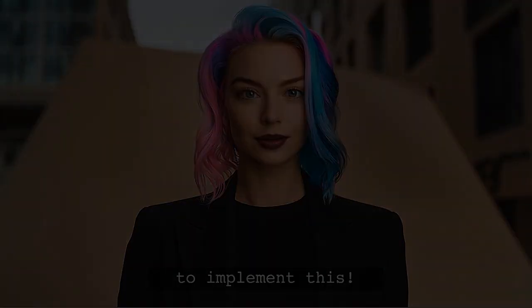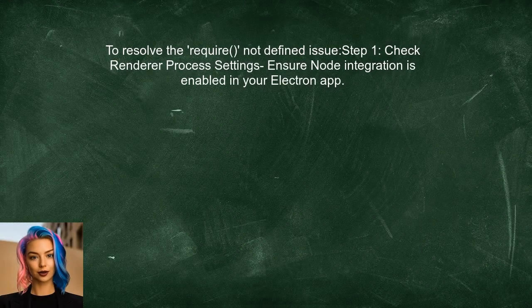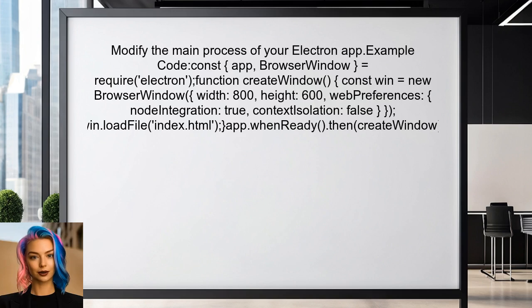To resolve the issue with the require function not being defined, the user should first ensure that they are using the correct context for Node.js in their Electron application. This means using the right renderer process settings. Next, the user needs to modify the main process of their Electron application. This involves setting the Web Preferences option when creating the browser window.